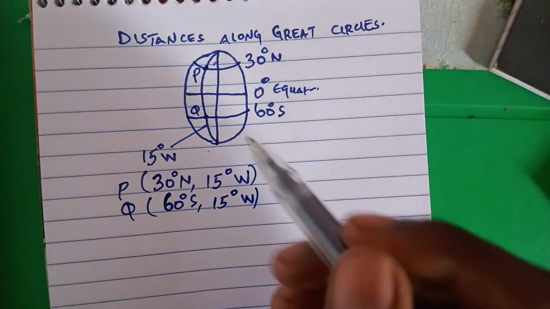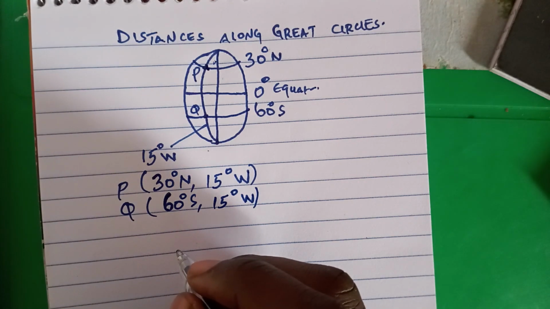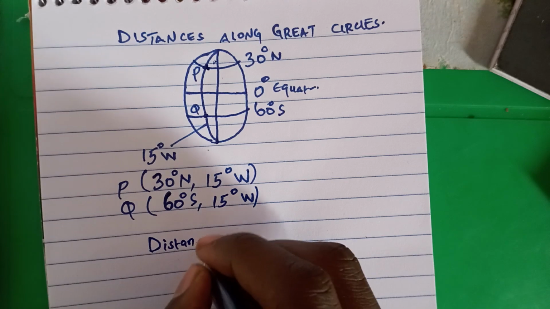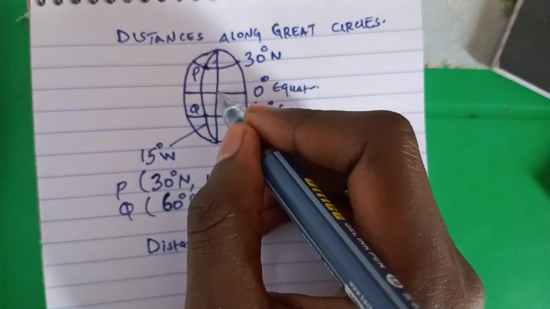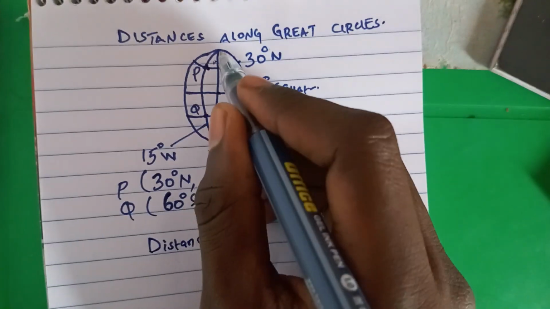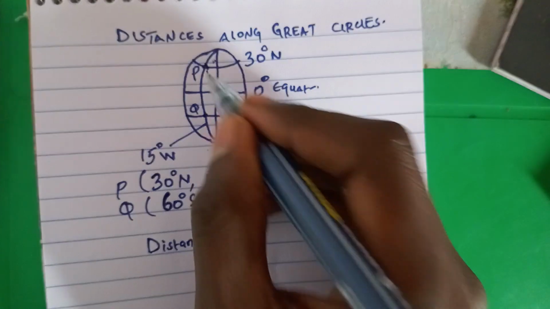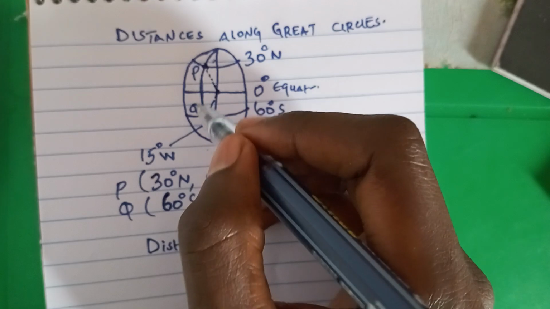So how are we going to get the distance from P to Q? The distance is given by the length of an arc. These two terms are subtending. So if this one is the center of the earth where the equator and the prime meridian meet, we are to look for this distance here. The distance from this point all the way to this point.